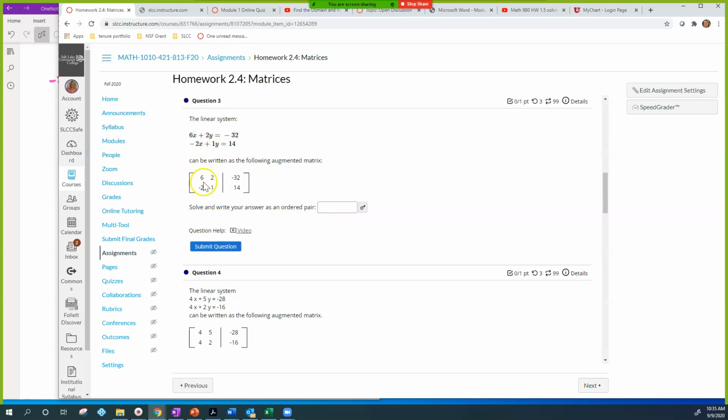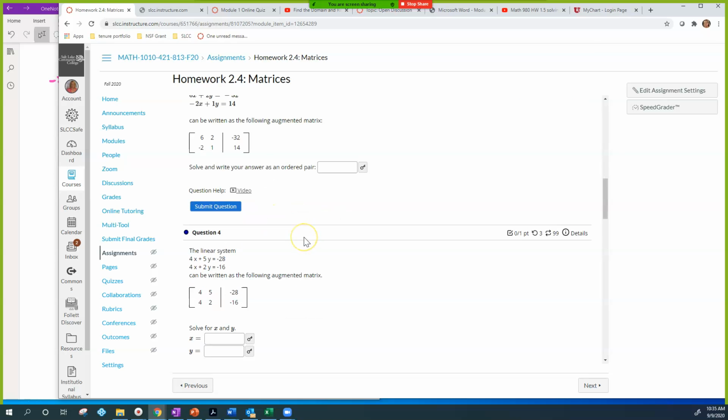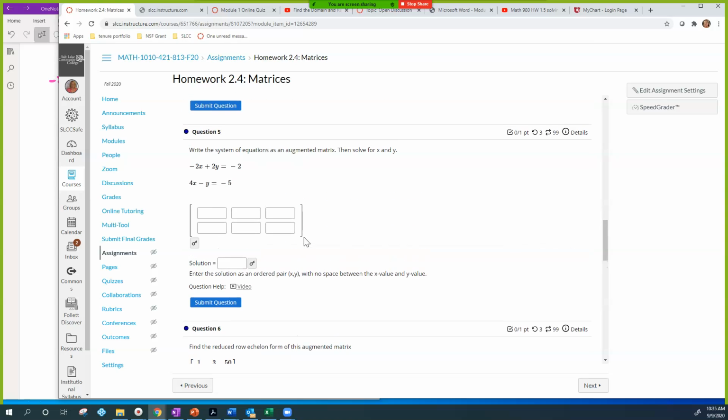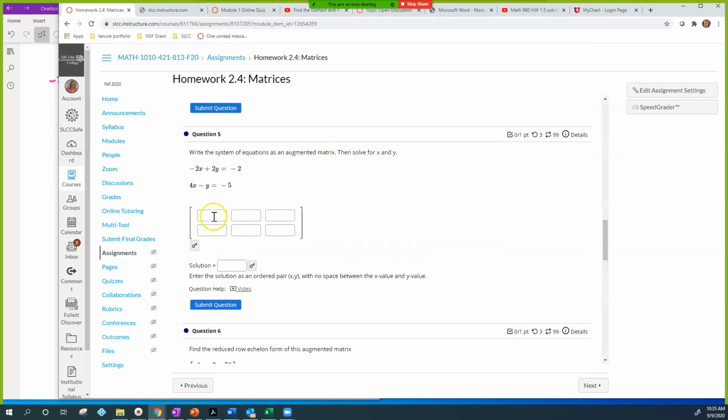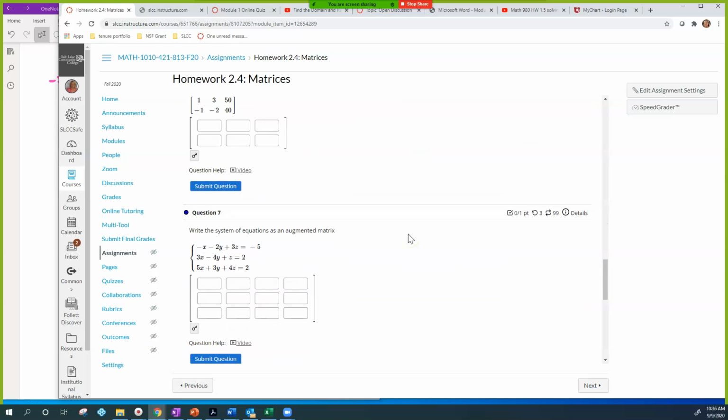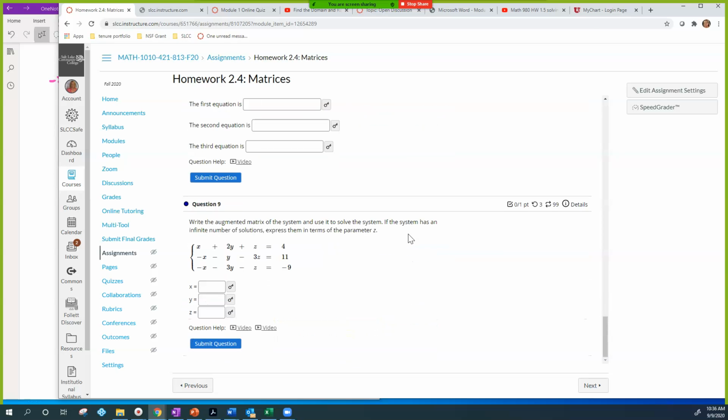Down here is where it's asking you to solve it. They put it in the augmented matrix form, but now they're saying solve it using matrices. And then on this one, write it as an augmented matrix, so just put those coefficients in there and then solve. Your solution will be in here. On that one you're doing both, but you're not writing this up here as 1, 0, 0, 1, and then the two answers. You're just writing them just like they are written there. Okay, so number 9.